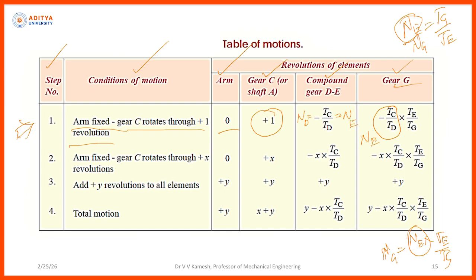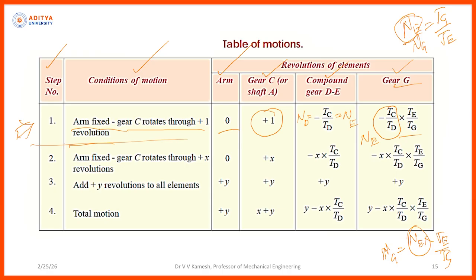Now, you can ask one question. When there is a relation between E and G, energy transfer, why is the sign not reversed? Because the E direction and G direction are both the same. Got the point? Clear? That's why I am not making any negative sign before TE by TG, right? So, once this first row is completed, the second, third, fourth will be automatic.